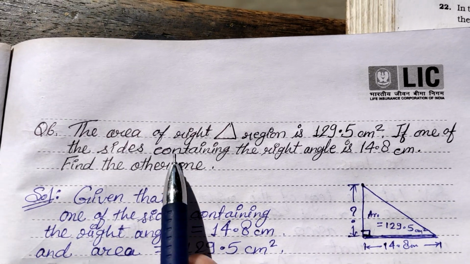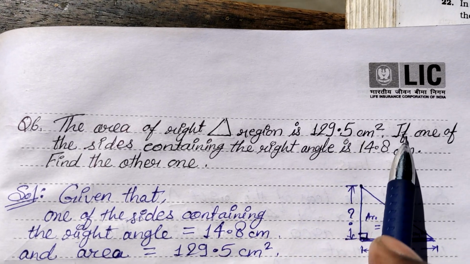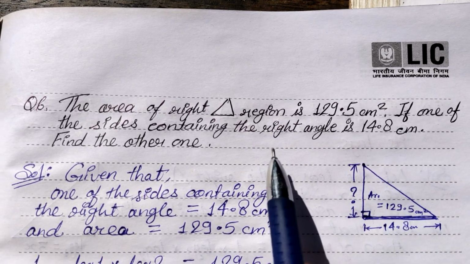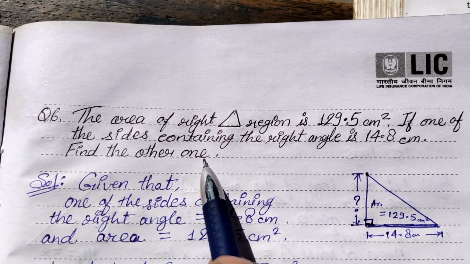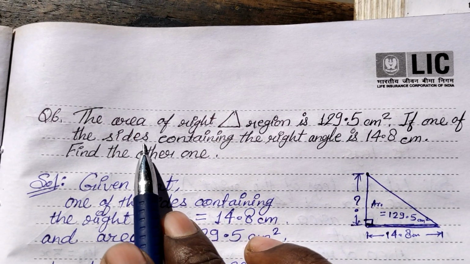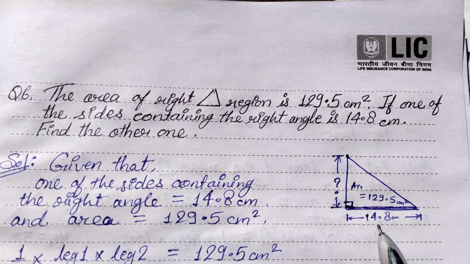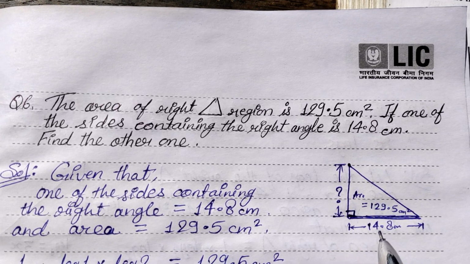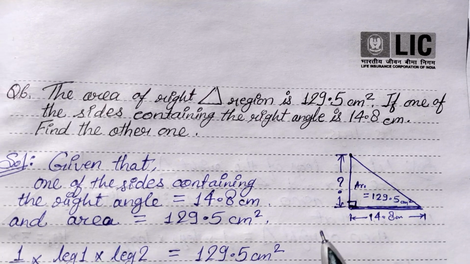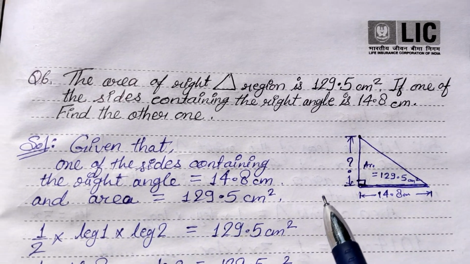Question number 6. The area of a right triangle region is 129.5 centimeter square. If one of the sides containing the right angle is 14.8 centimeter, find the other one. Now here we have the area of this right triangle and one of its sides, or say one of its legs. Now according to the question, the figure is this. Here one of its legs is 14.8 centimeter and area is 129.5 centimeter square. And we have to find the length of the other leg. So let's see the solution.